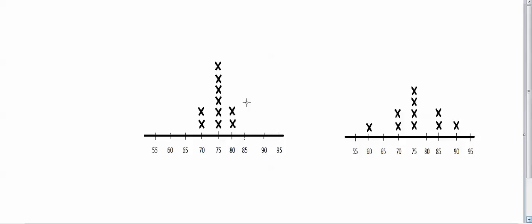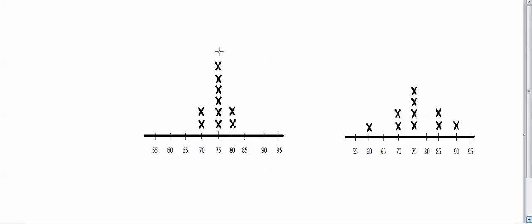Hi, this is an optional video to help explain the MAD, or the mean absolute deviation. Before I go into the mean absolute deviation, I'm going to spend a few minutes reviewing the mean, or the average, of a data set.